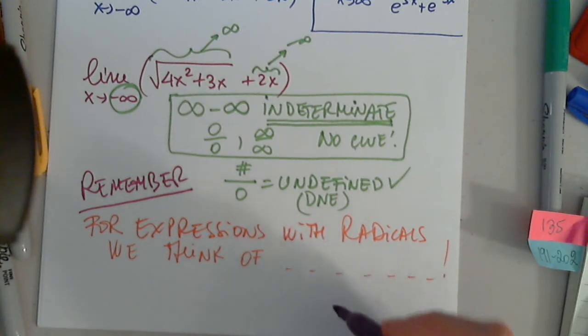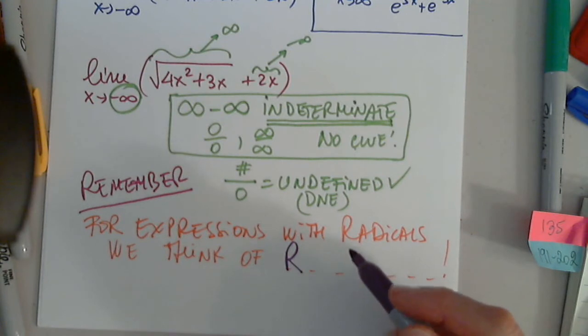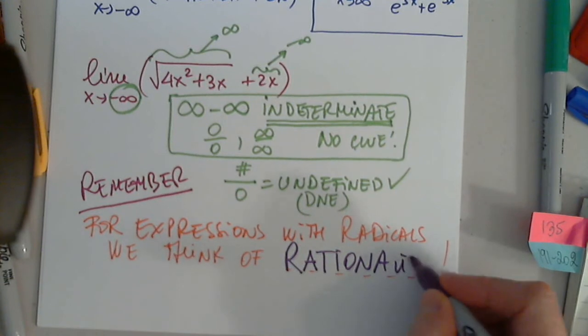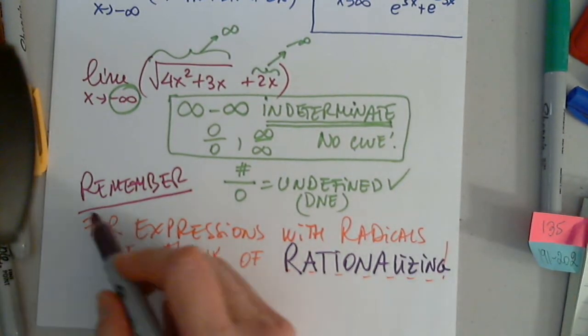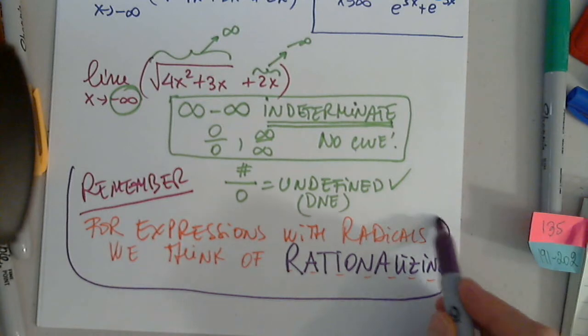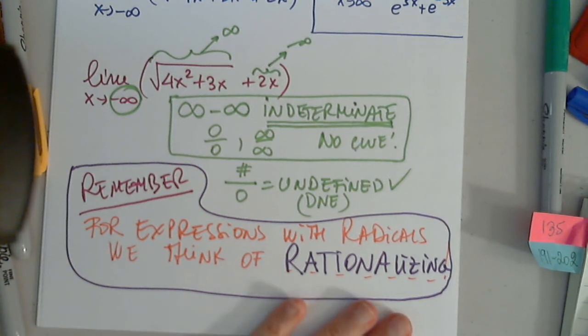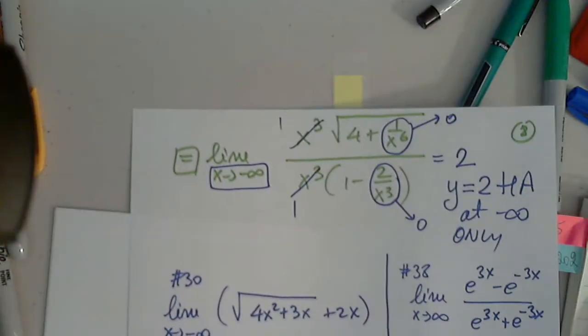The process is called rationalizing. Always, please remember this. Whenever we see radicals, we should always think of the process called rationalizing. I know this could be confusing because normally we say rationalize the denominator. Where is the denominator here? Well, sometimes we have to rationalize the numerator. Good. What do I rationalize it by?